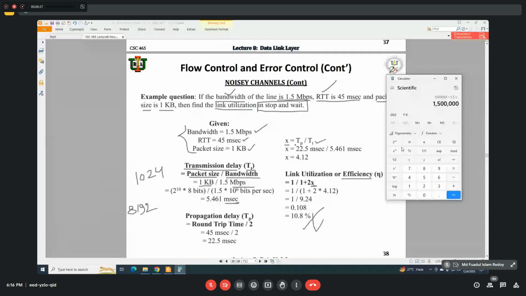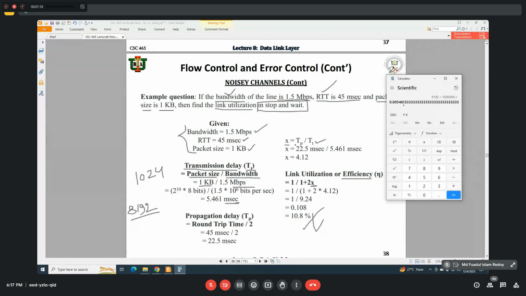This 15 lakh, you are going to divide this value by the 15 lakh. So write it, 8192 divided by 15 lakh. It was 15 lakh, right? Yes, sir. If I'm dividing it, then I'm getting 0.00546. So now you are getting the value in seconds.